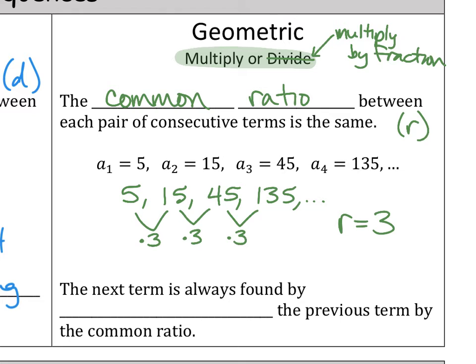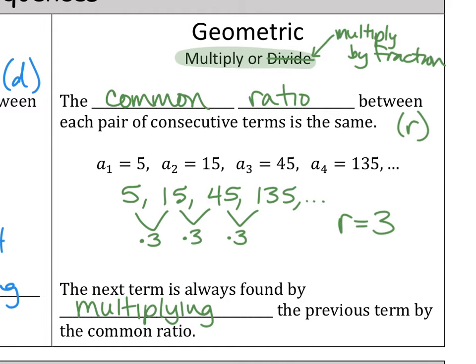Do you have to put the times? No, you don't have to put times, because a common ratio already tells me I'm multiplying by 3. Common difference told me I was adding the numbers. Common ratio tells me I'm multiplying by that number. And that's all we're going to have to do to find more numbers in that pattern, in that sequence.